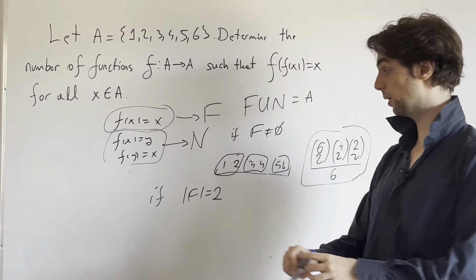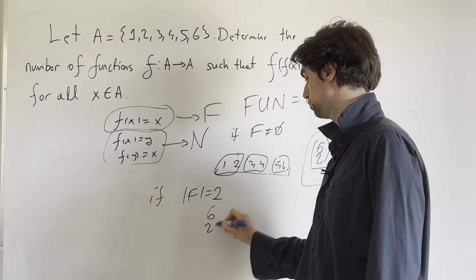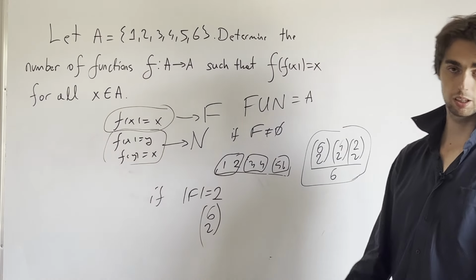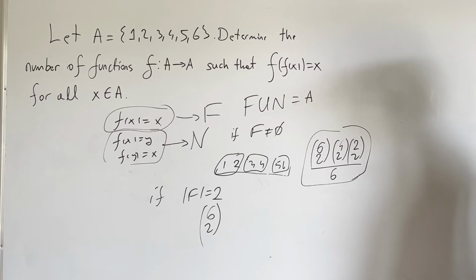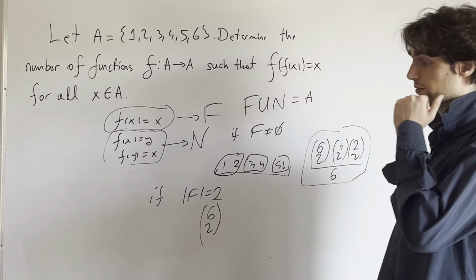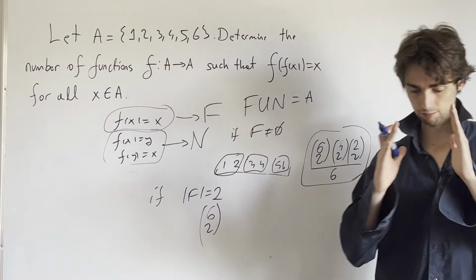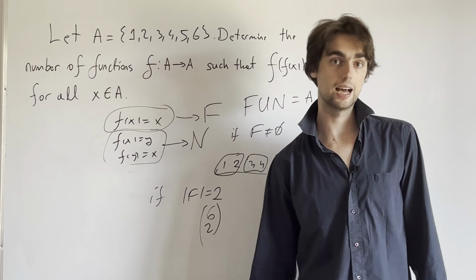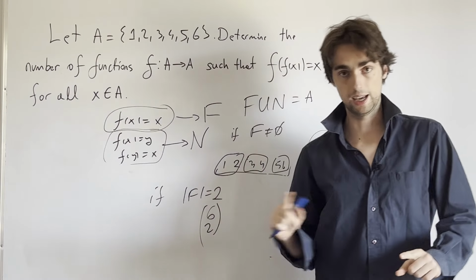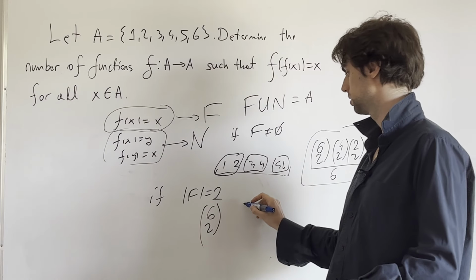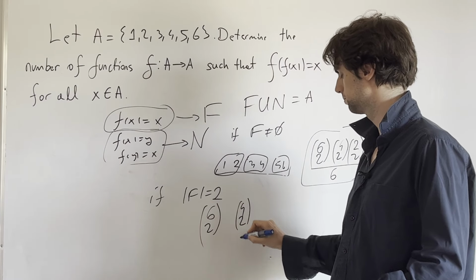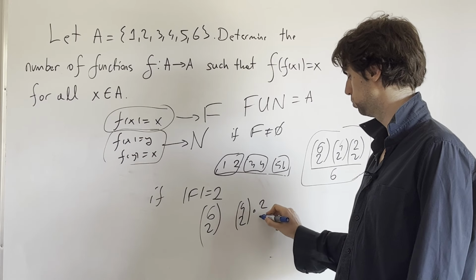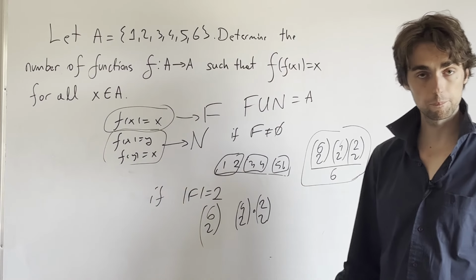I can pick these 2 elements in 6 choose 2 ways. Again, I can pick these 2 fixed elements in f in 6 choose 2 ways. And for every 2 elements I pick as fixed, how many ways can I form these pairs in f? Well, I can form them in 4 choose 2 times 2 choose 2, right?